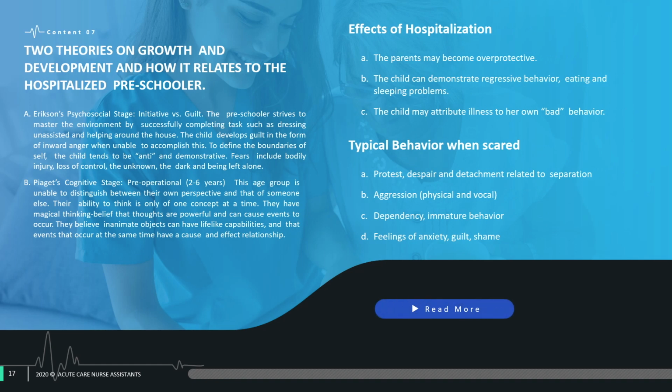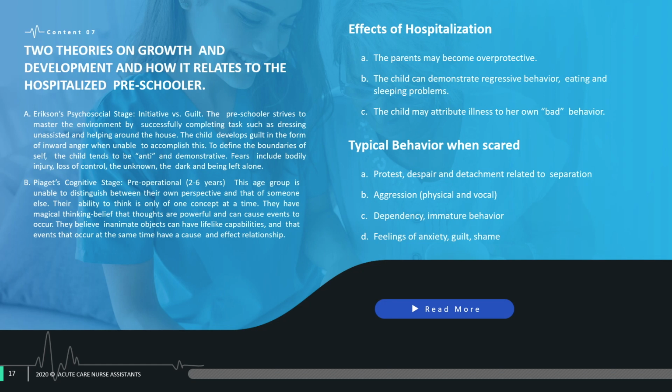Content 7. Two theories on growth and development and how they relate to the hospitalized preschooler. Erikson's psychosocial stage: initiative versus guilt. The preschooler strives to master their environment by successfully completing tasks such as dressing unassisted and helping around the house. The child develops guilt in the form of inward anger when unable to accomplish this.